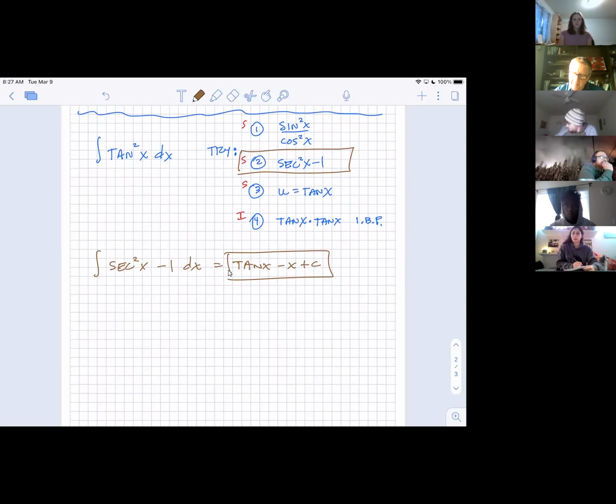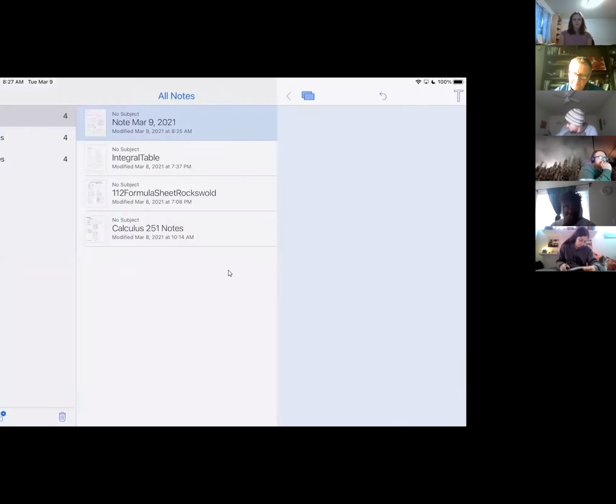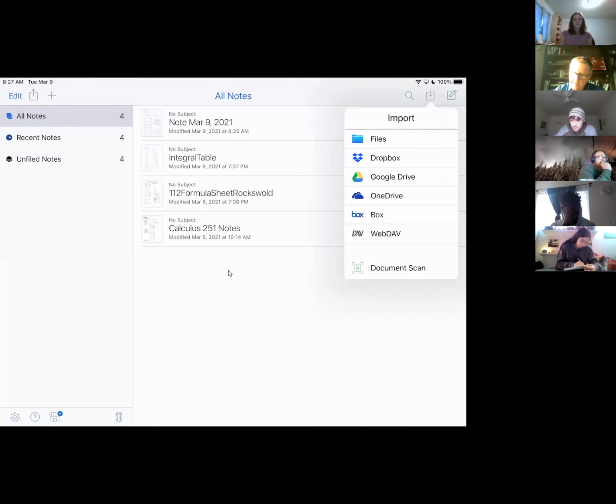So let me show you one thing. I don't like mushroom hunting because I haven't practiced enough, and when I go out there, I never find any.